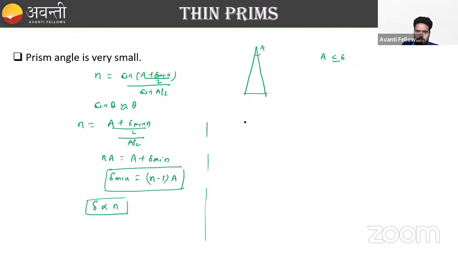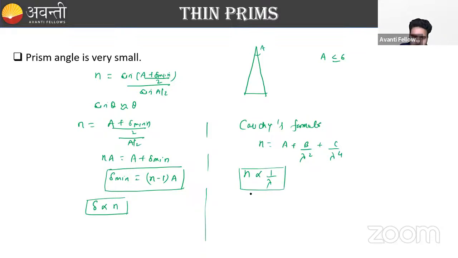One another observation from the Cauchy formula. And what is the Cauchy formula? According to the Cauchy formula, what Cauchy concluded is that the refractive index can be written as A plus B upon lambda square and some higher power of lambda in this manner. So we can say that according to the Cauchy formula, one observation is that n is inversely proportional to lambda also.